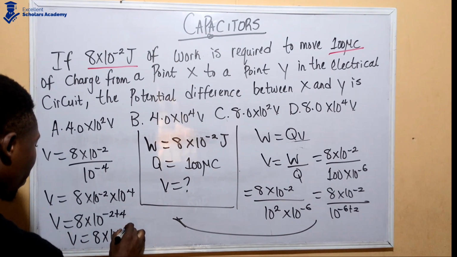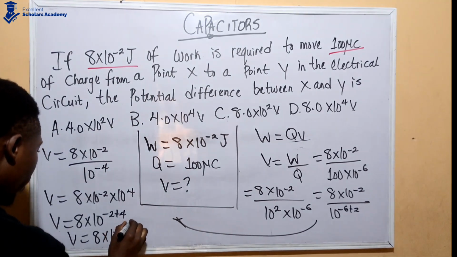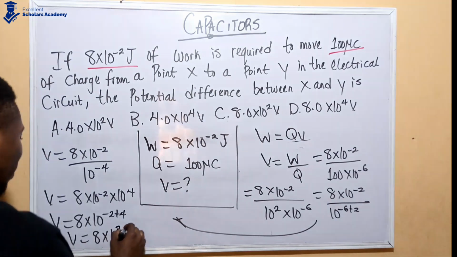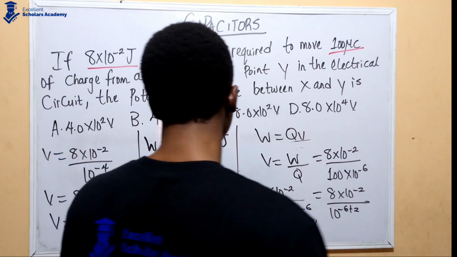So that gives us V is equal to 8 times 10 to the power of minus 2 plus 4. Minus 2 plus 4 gives us 2. So that gives us 8 times 10 to the power of 2 volts.